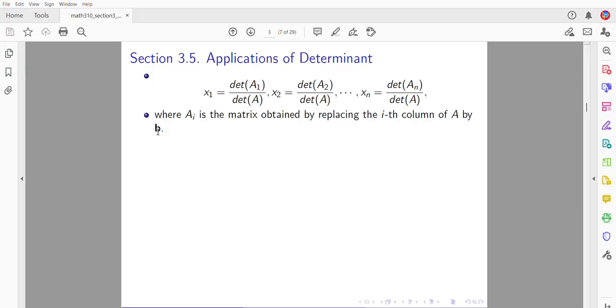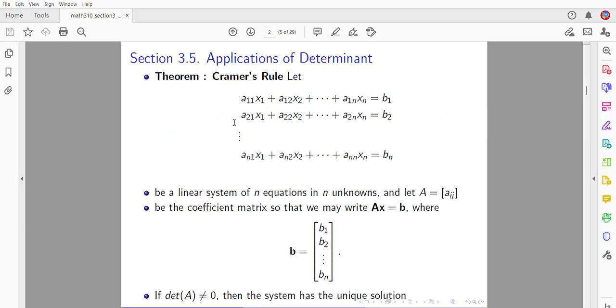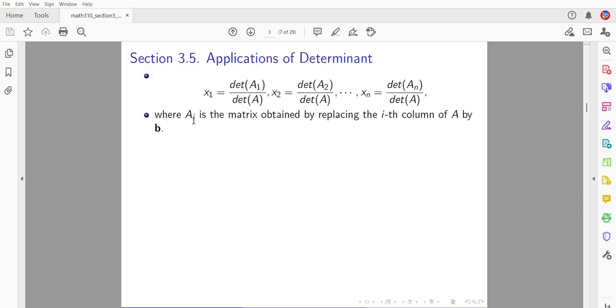What that means is, you see, you have these coefficients. Replace the ith column by the answer, that is Ai. So if you replace the first column by B's, that would be A1. If you replace the second column by these B's, you would get A2 and so on. That's what Ai means. A1, replace the first column of A by B. A2, replace the second column of A by B, and so on. So here is a proof.